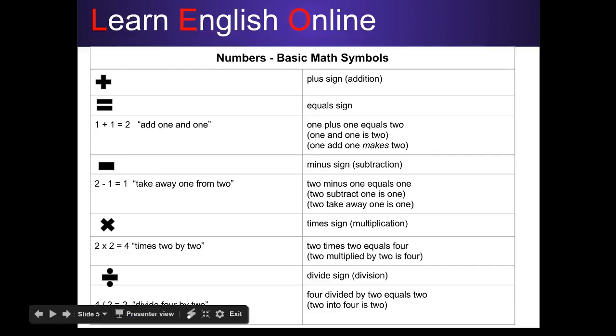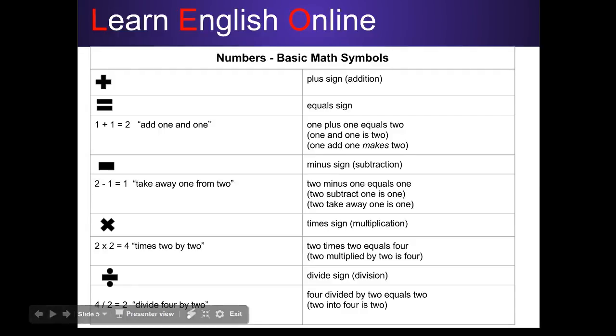So you need to choose which you want to say, but understand what other people might say. Okay? Then we've got the minus sign, which is part of subtraction. So, take away 1 from 2. You've got 2, you take away 1, you've got 1 left. Okay? 2 minus 1 equals 1. 2 subtract 1 is 1, 2 take away 1 is 1. You could also say subtract 1 from 2, subtraction, or take away 1 from 2.